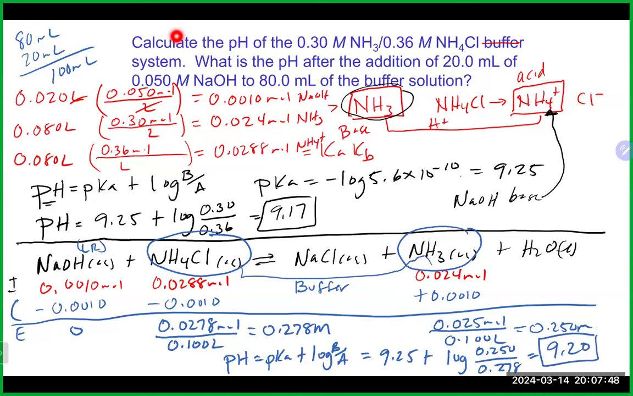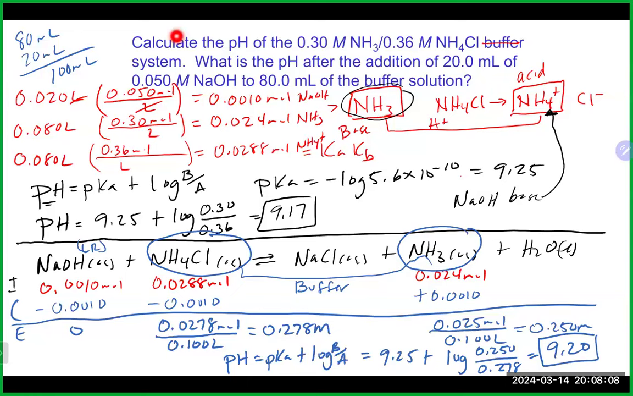Did this buffer work well? It did. It only went up about 0.03, and it also went in the correct direction. Since we added base, it went up. If it went the other way, that's not so good. Any questions on that one?